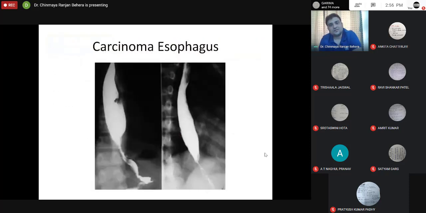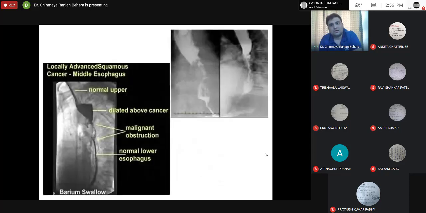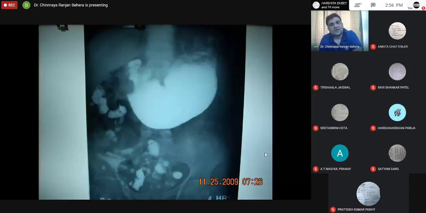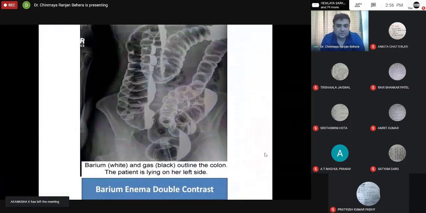This is carcinoma esophagus, that is an X-ray of a barium swallow. This is a barium meal showing carcinoma stomach. And this is a barium enema double contrast.